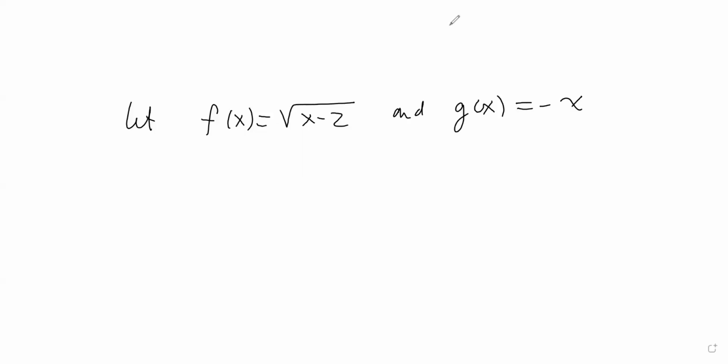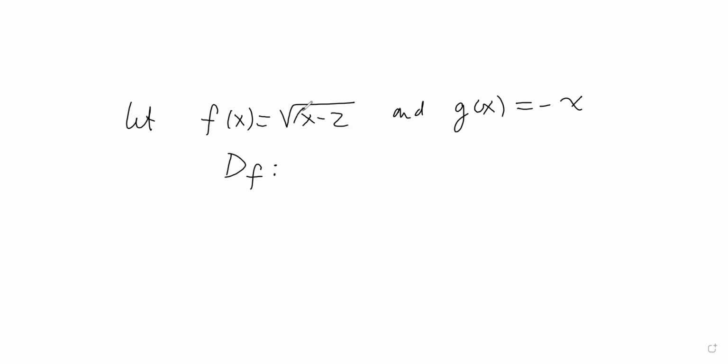Okay, so I hope I write the question correctly because the picture was kind of blurry. So f of x equals square root of x minus 2 and g of x is negative x. That's how I am seeing it. Okay. Now, let's first write the domain of f, right?